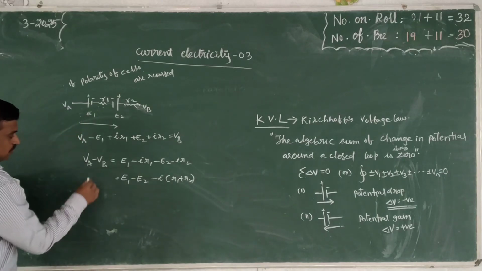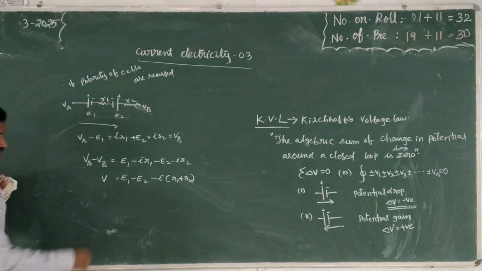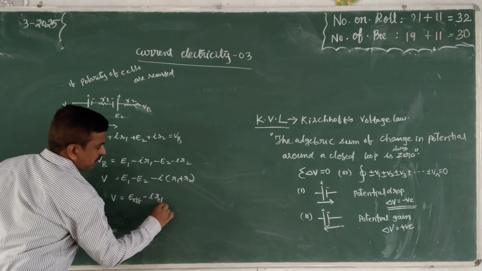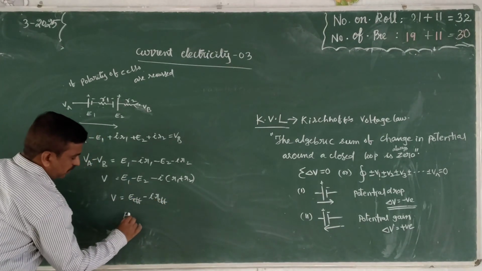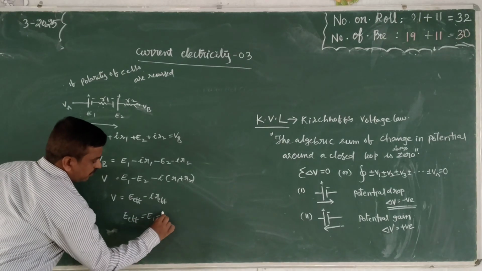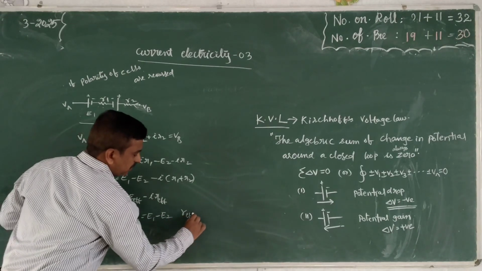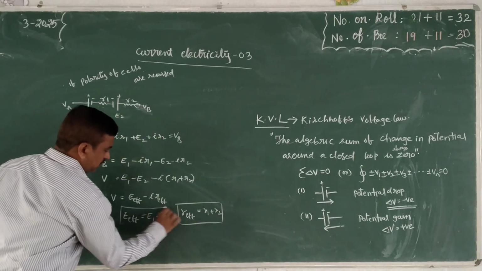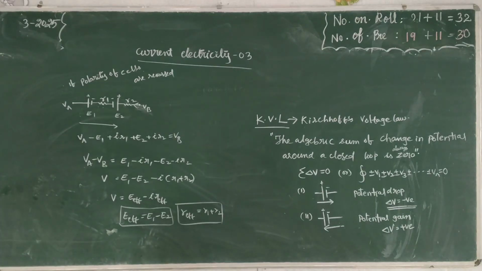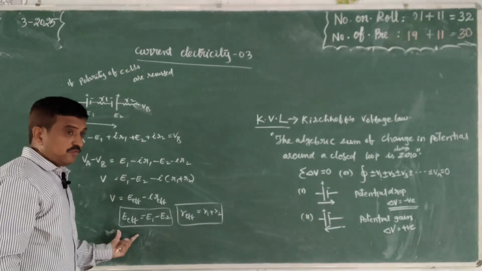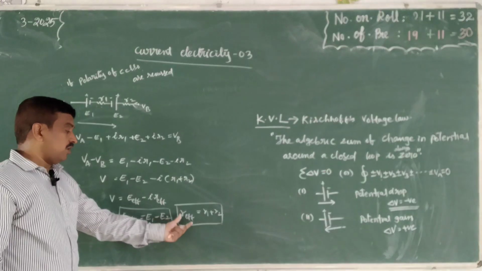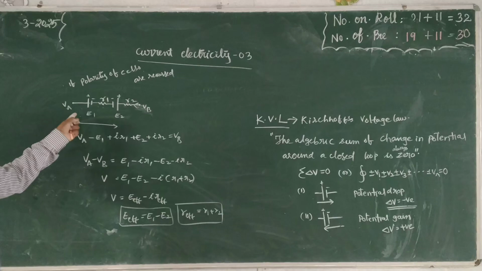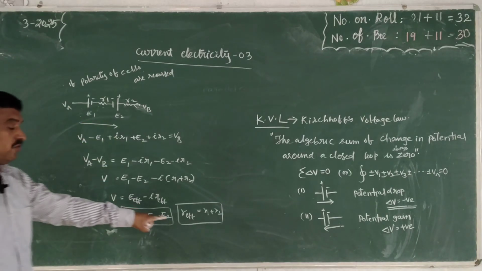Now VA minus VB we can write as V. So V equals E effective minus I R effective. Here E effective means E1 minus E2, and R effective means R1 plus R2. It is the effective resistance, and it is the effective EMF. So when the polarity of a cell is reversed, the effective EMF is E1 minus E2, and the effective internal resistance is R1 plus R2.